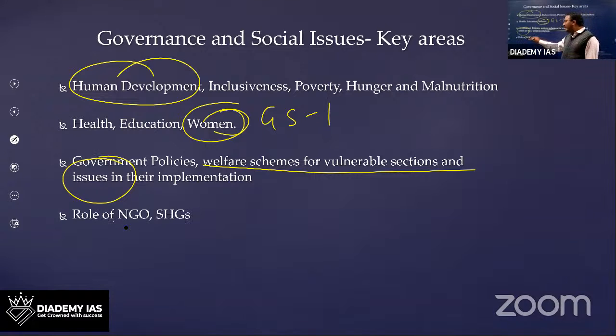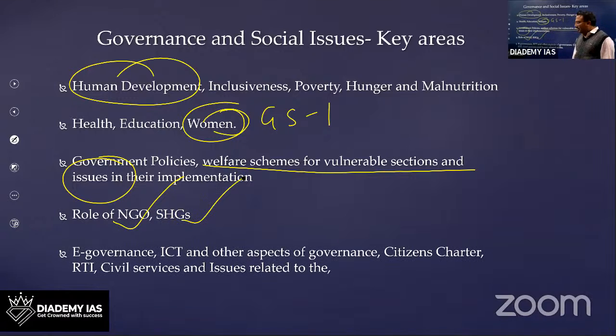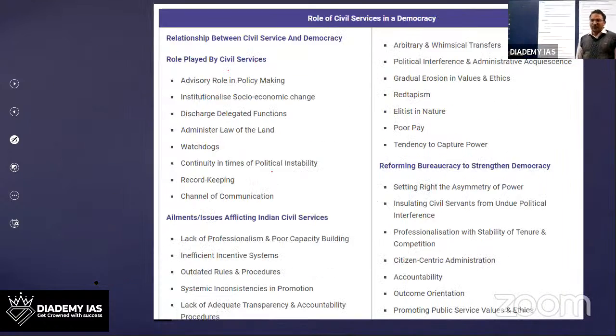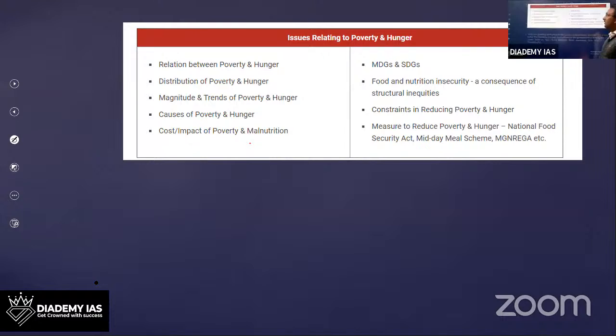NGO, self-help group, every year you will find one question from these areas. Then about transparency, corruption and all, we have e-governance, ICT, citizen charter. Then about civil service, police reforms, we have one area. So the questions also come from this area. Now this is the syllabus in detail. You can go through the subtopics we have covered later on.